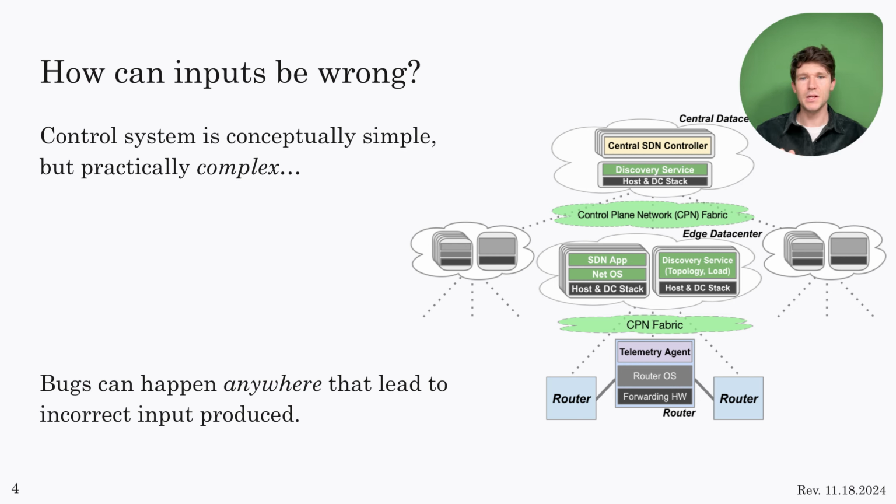So as a result, bugs can happen anywhere in this system. So in the telemetry provided to routers, by routers, in the external inputs, in the aggregation and control infrastructure, etc., that results in the produced inputs, the very top of this control infrastructure, being wrong.